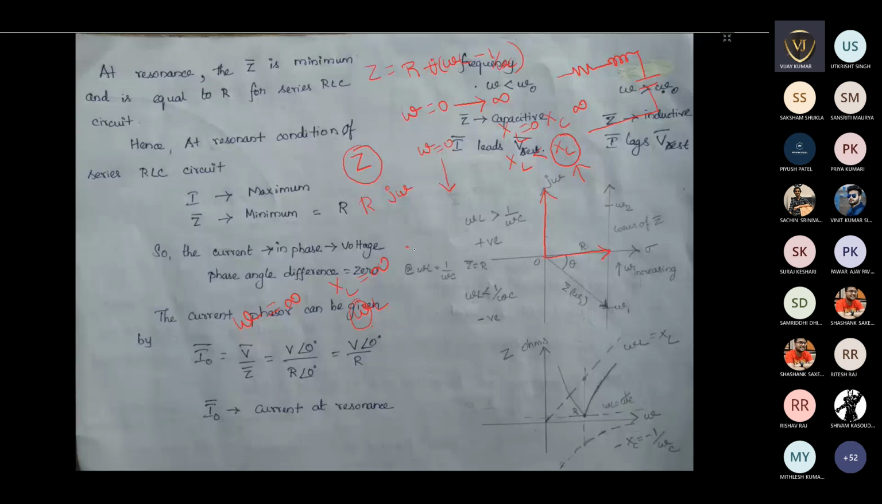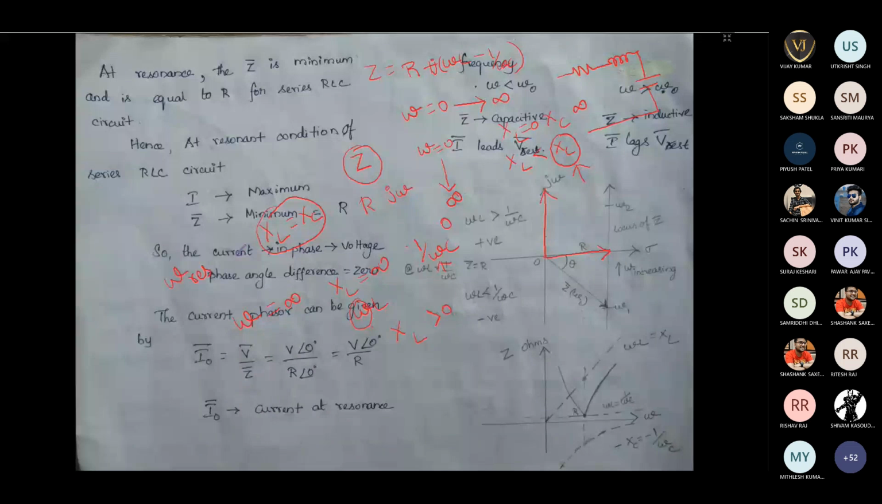So XC is 1 by omega C. If you put infinite here, you will be getting the 0 value. So at this condition, omega L is greater than 1 by omega C. Moving from omega equal to 0 to infinite, in between there is one value at which you get XL equal to XC. The frequency where XL equals XC is called the resonant frequency.